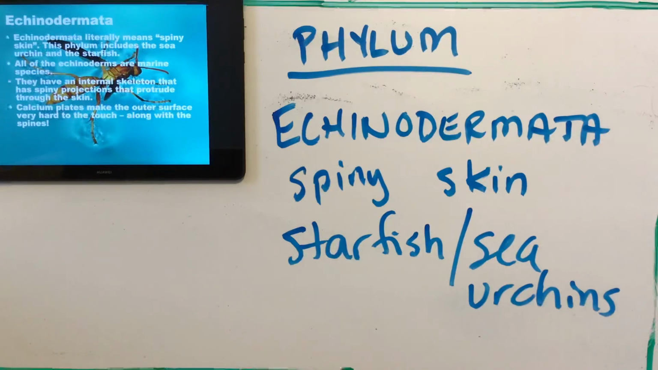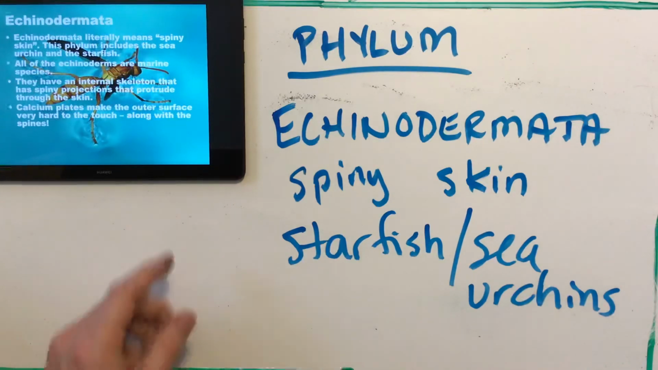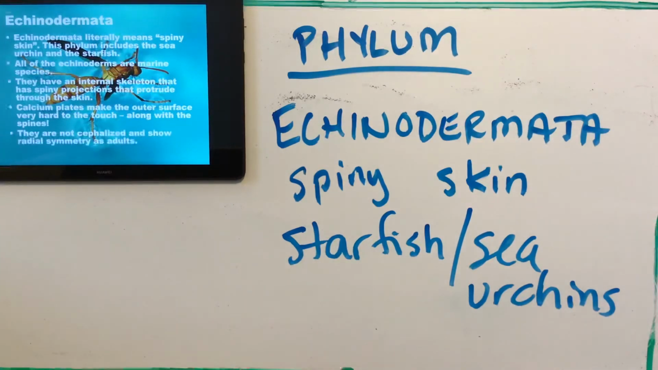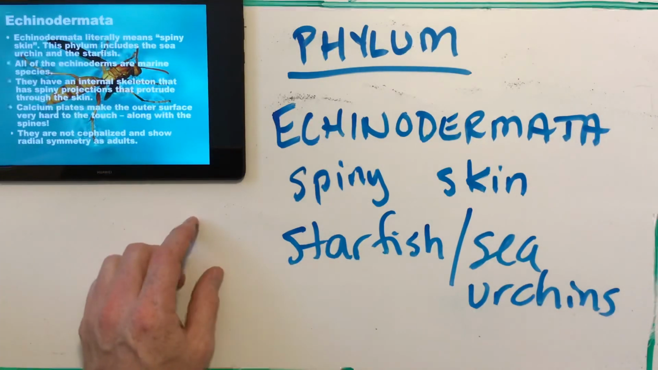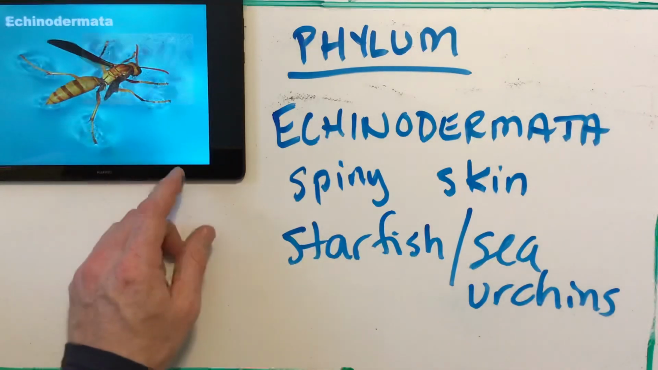Calcium plates on the outside make them very hard. Calcium's a major component of our bones, makes the bones hard. It does the same thing with the outer surface of these things, along with the spines, of course. They are not cephalized. They don't have highly developed mouth parts. And so we'll take a look at some of them.